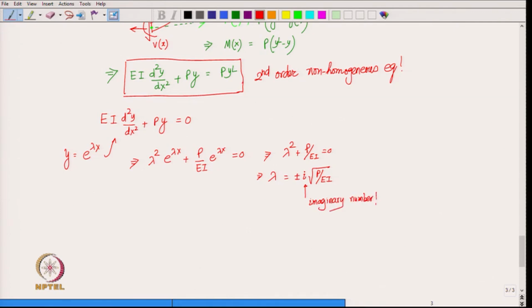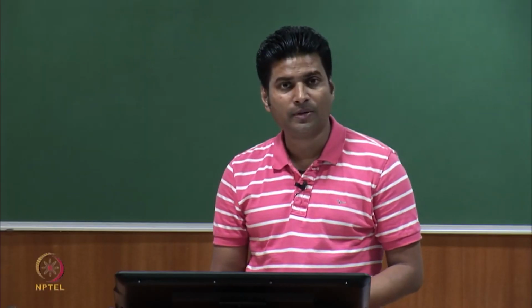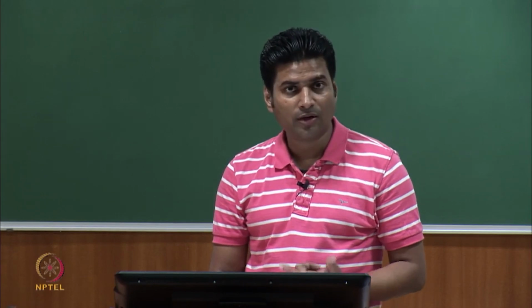So, whenever your lambda is imaginary, the solution has got cosine and sine part, is it not. So, the solution is simply y equal to some constant C1 times cosine of square root of P by E I into x plus C2 times sine of square root of P by E I into x. Okay. So, this is your complementary solution, and what is the particular integral?